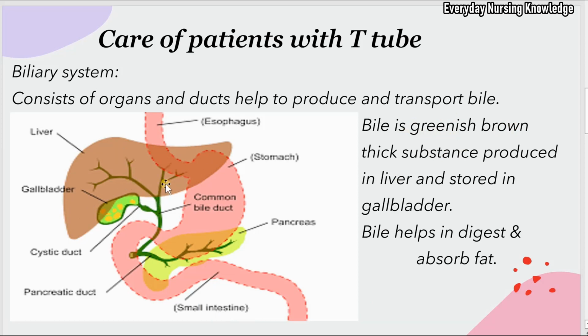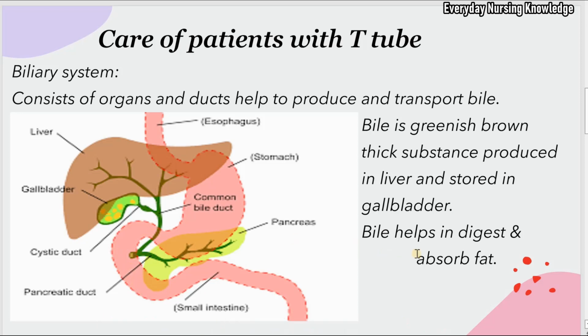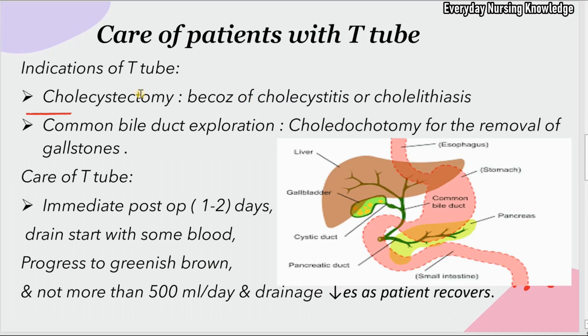The bile produced by the liver flows through the right and left hepatic duct to the common hepatic duct. This common hepatic duct joins with the cystic duct, that's from the gallbladder, to form the common bile duct. So T-tube is placed in the common bile duct to drain bile. This common bile duct opens in the duodenum and bile gets drained into the duodenum, and it helps to digest and absorb fat.